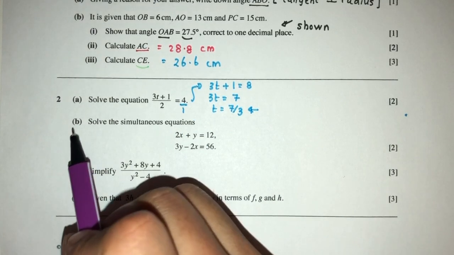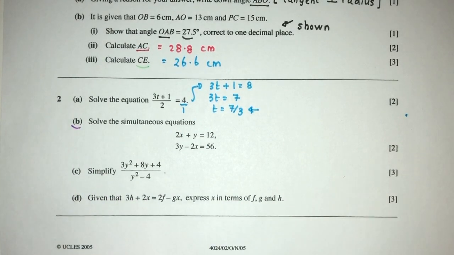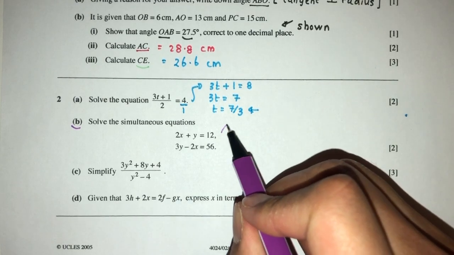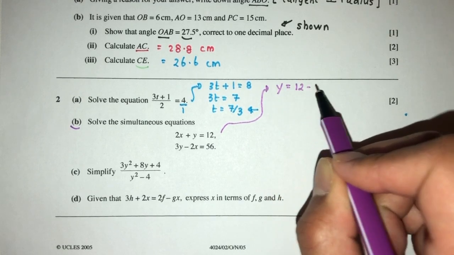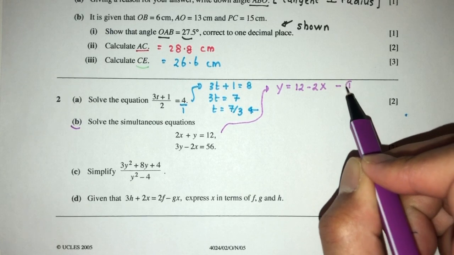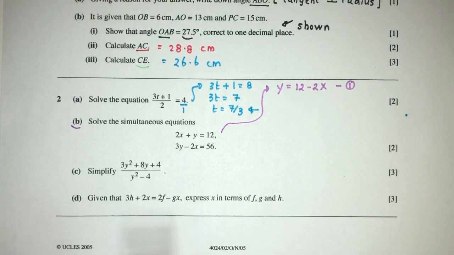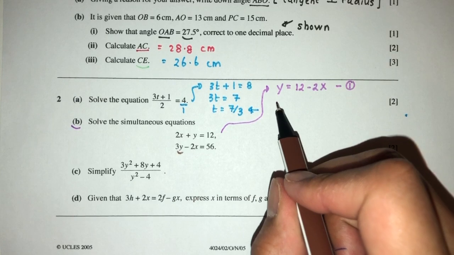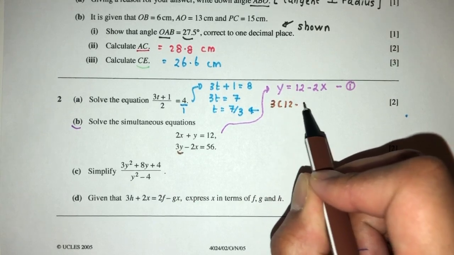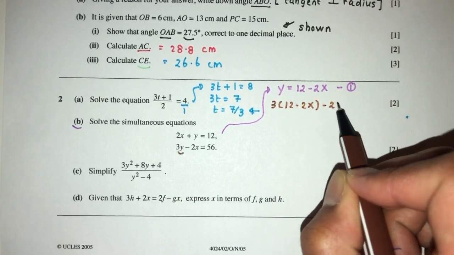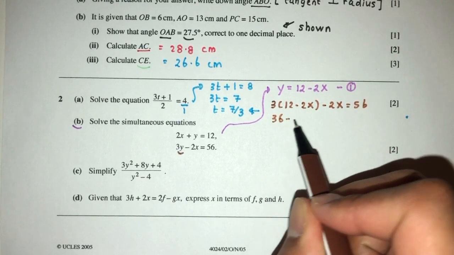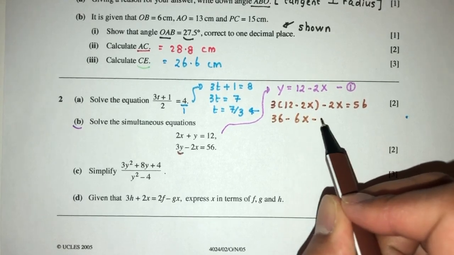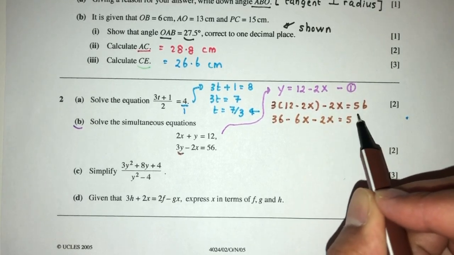Now for part 2, we have to solve the simultaneous equation. So basically find the values of x and y as follows. First step here, I can make y the subject. That will become y equals 12 minus 2x. That is my equation number 1. Now for this one, replace the y here. You will have 3 times y, where y is 12 minus 2x, minus 2x equal to 56. Simplify, that will be 36 minus 6x minus 2x. That will be this.